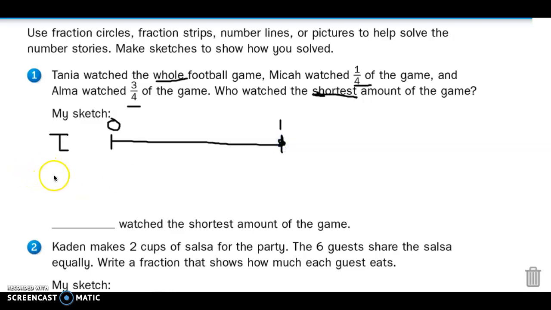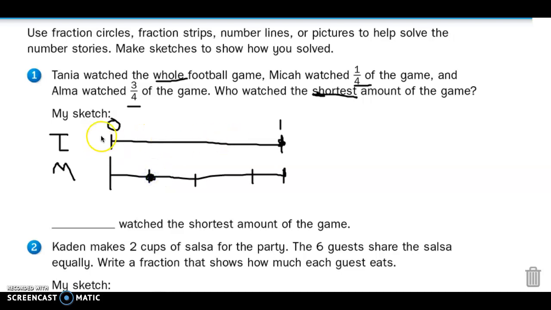Then we have M for Micah. And let's see, what's the denominator of a fraction? What are we going to split this line into equal parts? 4 equal parts. So I know this is 0, I know this is 1. Let's see, here's half. And now I'll split those in half to double that 2. Great. It says Micah watched 1/4. So out of our 1, 2, 3, 4, he's going to be right here on the 1.